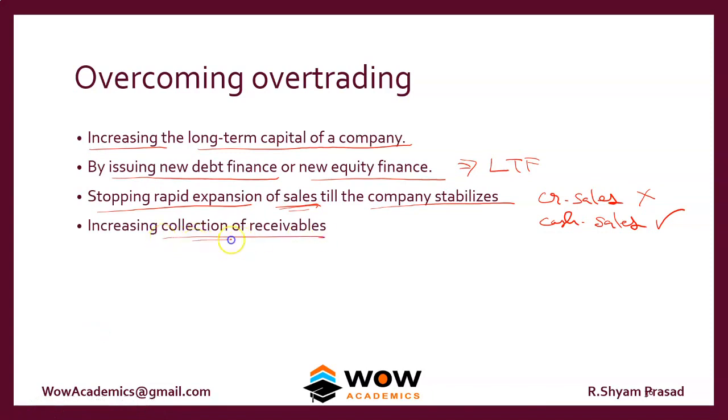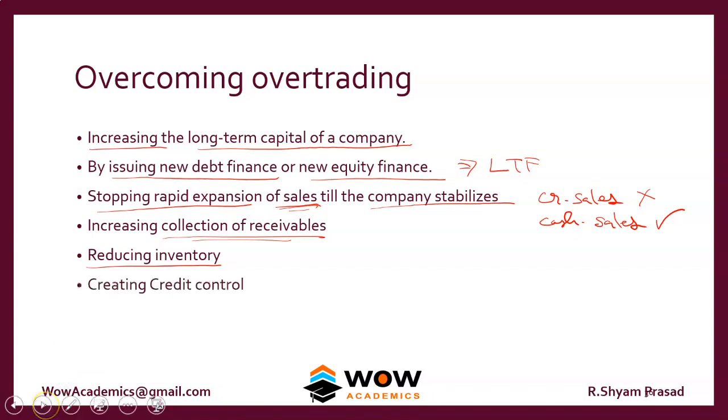Increasing collection of receivables: as the debtors are not paying promptly, we have to chase them and get the payment from them. We have to reduce inventory, but inventory would have already been reduced because we would have sold it to our credit customers. But if it's still there, then we have to try to monetize it. Creating strong credit controls: from here on, we should not be selling too much on credit.